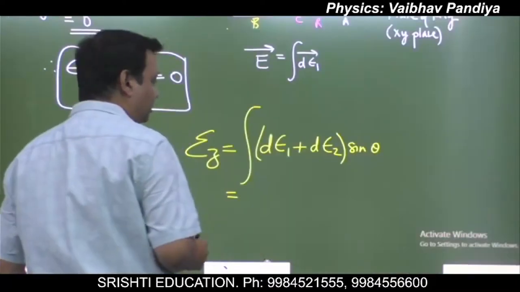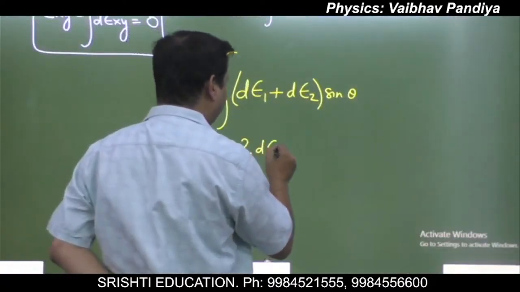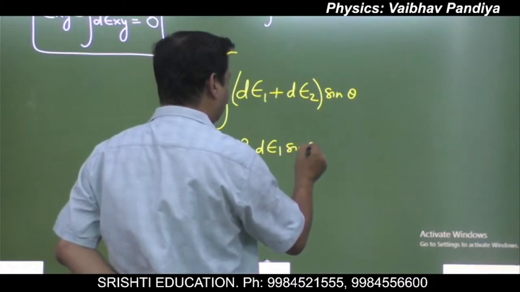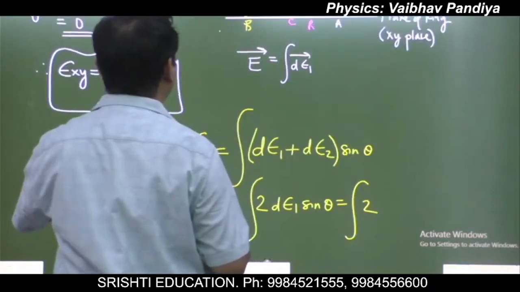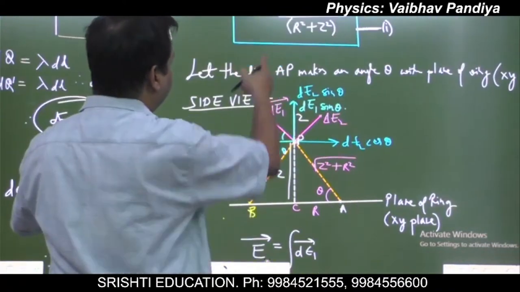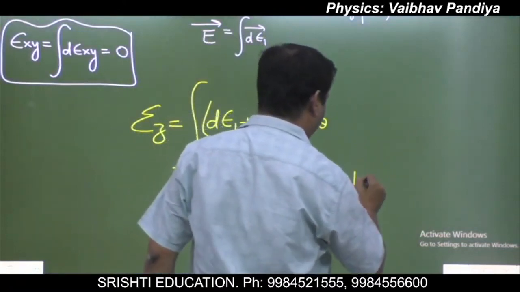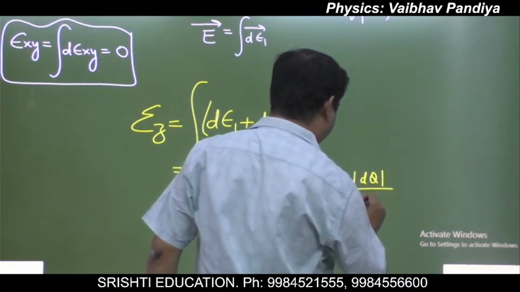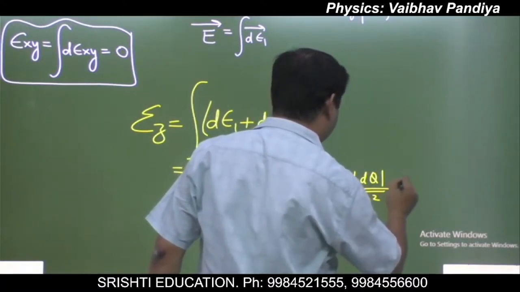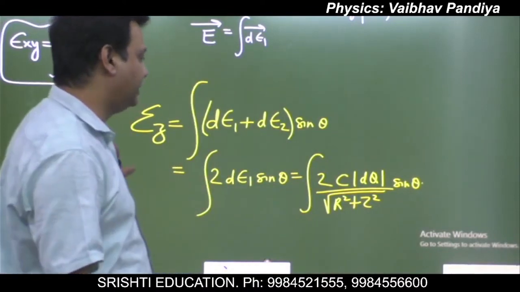Now both dE1 and dE2 are equal in magnitude, so I can write twice of dE1 sin theta. So I'll get twice of, and what is your dE1? The value of dE1 we can take from C dq over r square plus z square, times sin theta. Now let's see what are the quantities which can be brought out of the integral.